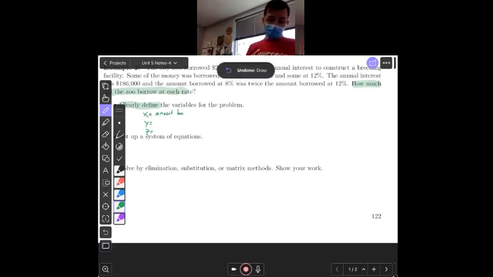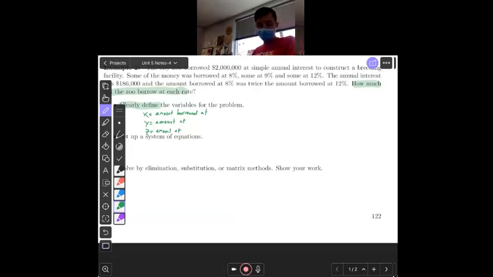So I'm going to say amount borrowed at. I don't want to write the word borrowed over and over again, so I'm going to say the next one's supposed to be amount at. Each one of those is representing a certain amount that was borrowed at a certain percentage rate.